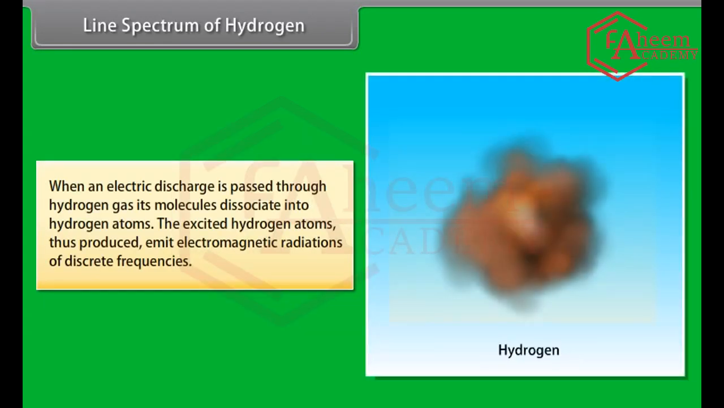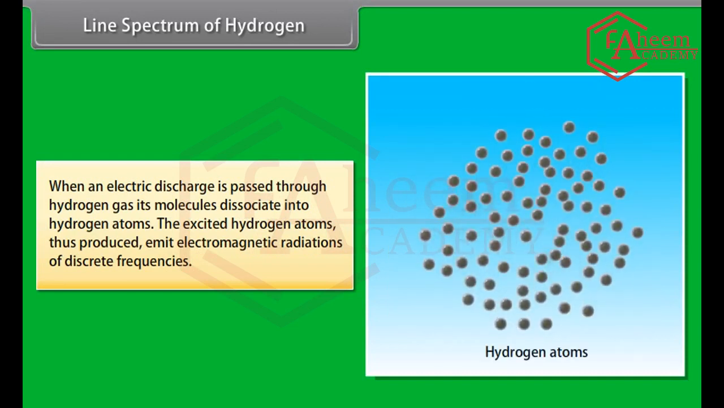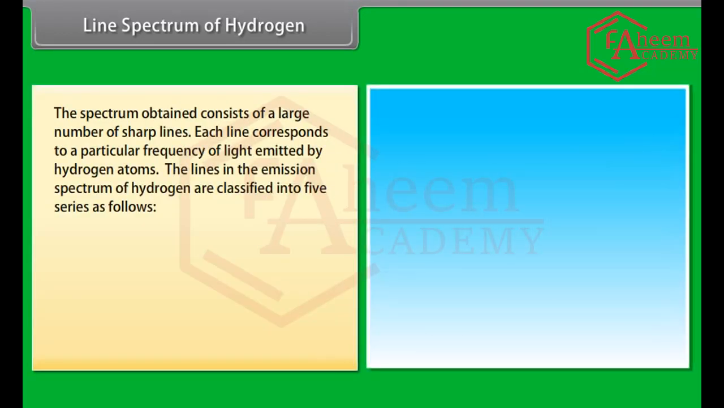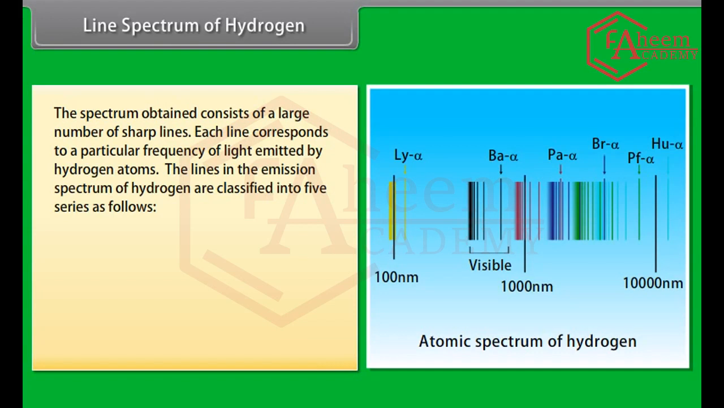When an electric discharge is passed through hydrogen gas, its molecules dissociate into hydrogen atoms. The excited hydrogen atoms thus produced emit electromagnetic radiations of discrete frequencies. The spectrum obtained consists of a large number of sharp lines. Each line corresponds to a particular frequency of light emitted by hydrogen atoms. The lines in the emission spectrum of hydrogen are classified into 5 series as follows.